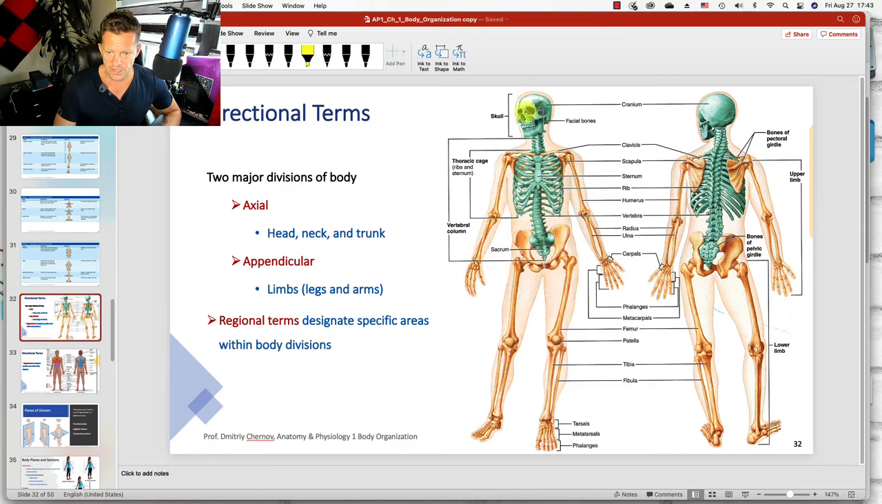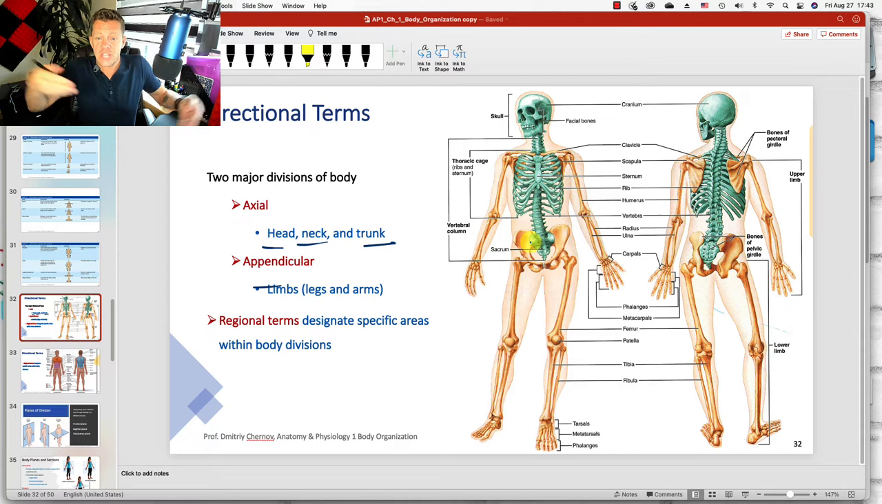So everything that is in this color is the axial skeleton: head, neck, and the trunk. And everything that is in yellow is appendicular skeleton: upper limbs and lower limbs together with hip bones. So appendiculars, they are attached to the axial skeleton.